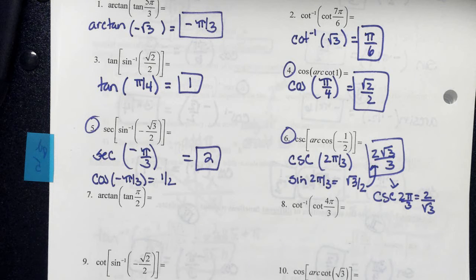Yep. And then for number 6, same idea. Again, the arc cosine of -1/2 is 2pi/3. So then to find the cosecant of 2pi/3, find the sine of 2pi/3. The sine of 2pi/3 is √3/2. Remember, sine is positive in quadrant 2, and the reciprocal of √3/2 is 2√3/3. All right? So any questions?